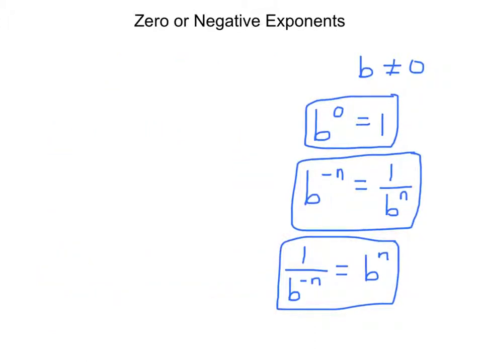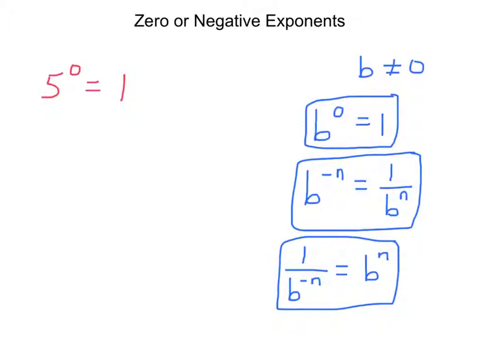Now let me just give you a few examples. Let's say we had 5 to the 0 power. Well, that would equal 1. In fact, remember, any number raised to the 0 power would equal 1. The only one exception to that is 0 to the 0 power, and that happens to be undefined.